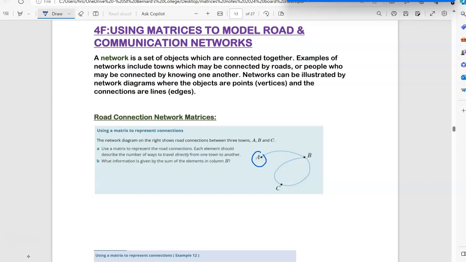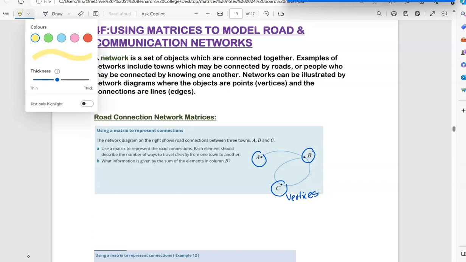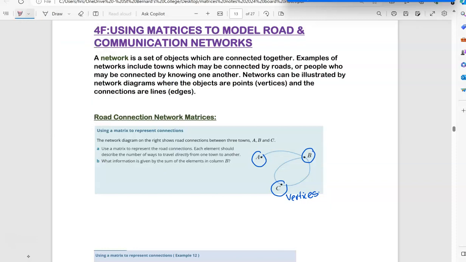All right, so it's important to know that the dots, or in this case, the towns, are called vertices. Okay, and the lines, which we might just highlight for you, so you can see, are called edges. Okay, so there we go.